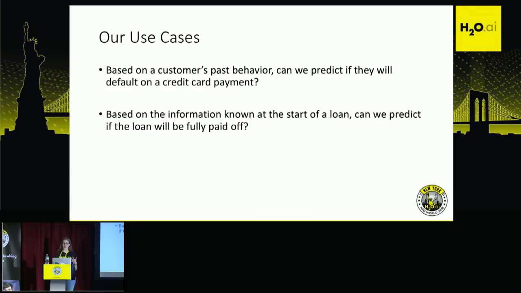So in this case, we want to try to forecast next month's payment. Who will pay, who won't? The other use case we're going to do today is based on the information known at the start of a loan, can we predict if the loan will be fully paid off? So is there information we can know just from the beginning when the loan is being created and agreed upon? Can we predict who will actually pay off their loan and who won't? And we're going to do both those use cases. But first I want to talk just about what machine learning is.